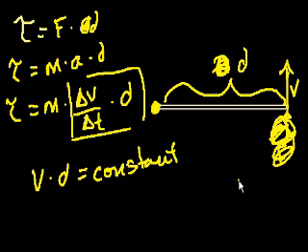If I apply more torque, it'll go even faster. If I apply less torque, it'll slow down a little bit. But we know that this velocity times the distance is constant. And actually, I don't know why I took this m out. We know that the mass times the velocity times the distance is constant. Right? So what does that tell us?